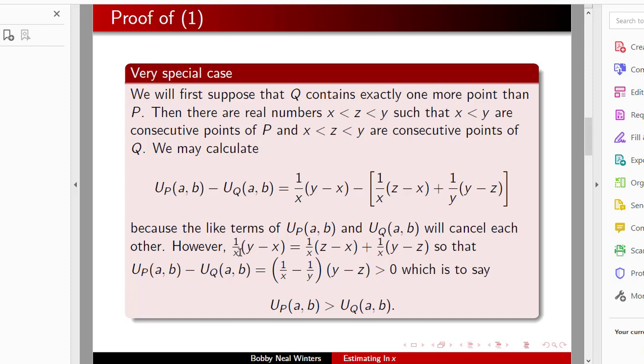We take that 1 over x times y minus x is equal to 1 over x times z minus x plus 1 over x times y minus z. We can toss this into the first term and see that our difference here turns out to be 1 over x minus 1 over y times y minus z, and that's a positive number. And so U sub P of [a, b] is greater than U sub Q of [a, b].